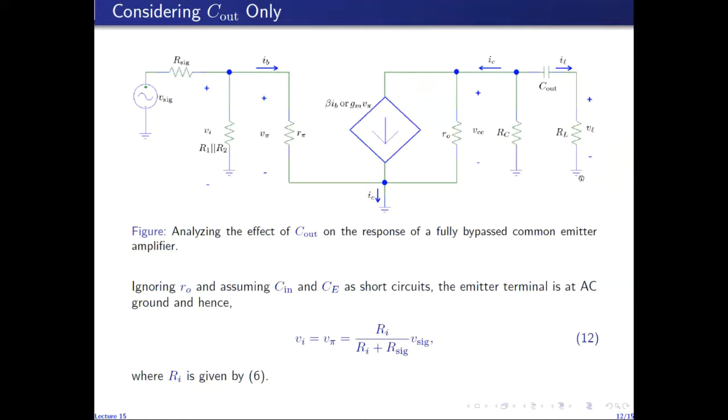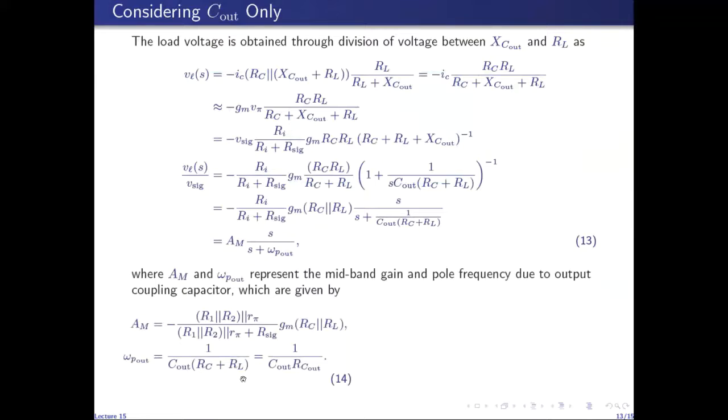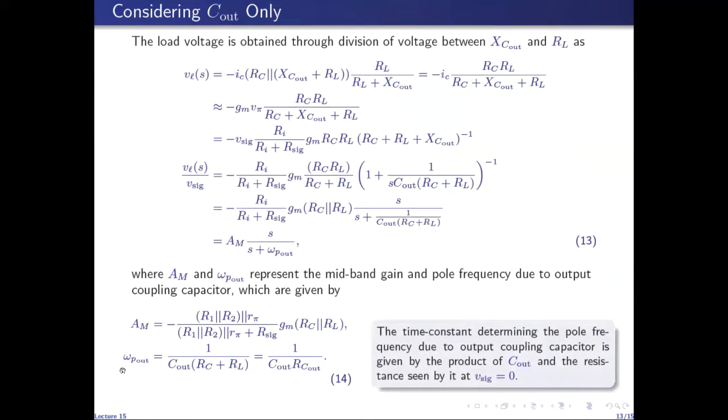So since the ground is connected for both of these branches, the total resistance between this terminal and this terminal, between the open circuited terminals of C out, is RC plus RL. So again, RC plus RL is the resistance seen by C out, and so I write it as RC out. The time constant associated with the output coupling capacitor is given by RC out times C out, and the inverse of that time constant is equal to the pole frequency introduced by the output coupling capacitor C out.